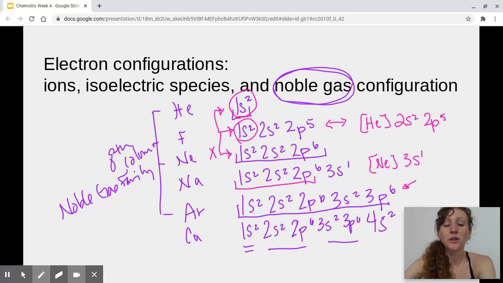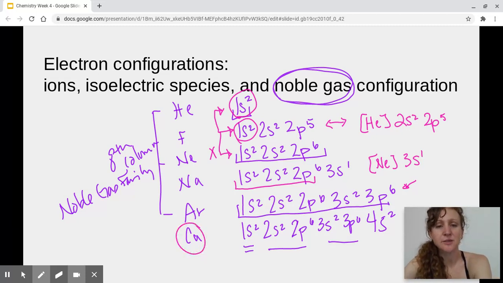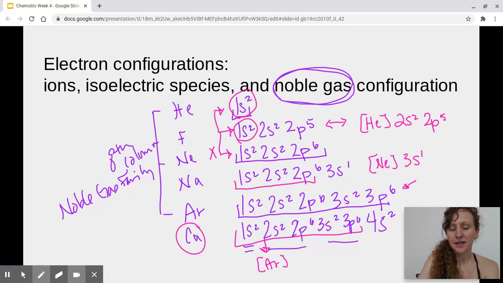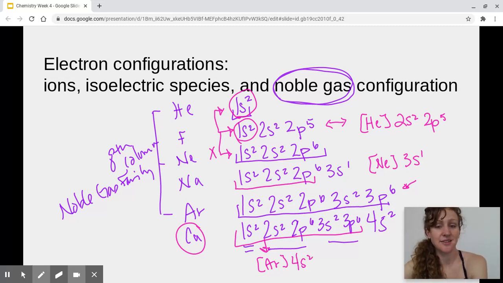Okay. Why don't you pause the video and try calcium? Try writing calcium's electron configuration as a noble gas configuration. Pause it here. And hopefully what you recognize is that argon's configuration is completely inside of calcium. So we can write calcium's configuration as argon in brackets. You have to put it in brackets. And then you can write everything that argon doesn't contain, which is the 4s2.